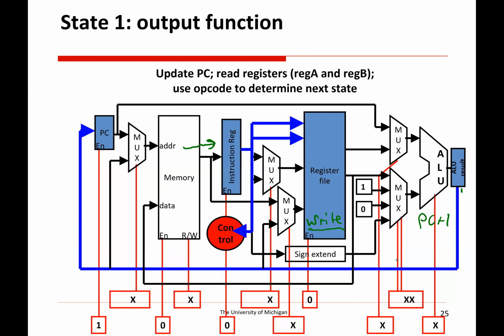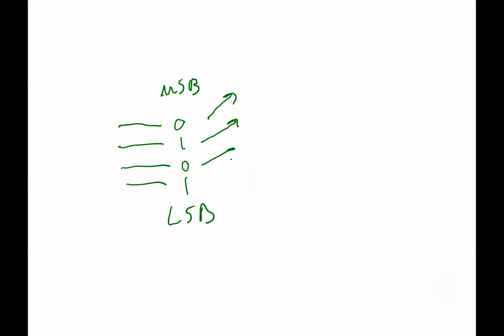So if I have something like these 4 wires, 0, 1, 0, 1, and I want to shift this up 1, so this is MSB, LSB, I don't need any gates, right? I just say, this goes here, this goes here, this goes here, this goes here, and then there's just a 0 here. So 0, 1, 0, 1, 0. So no gates were needed here.